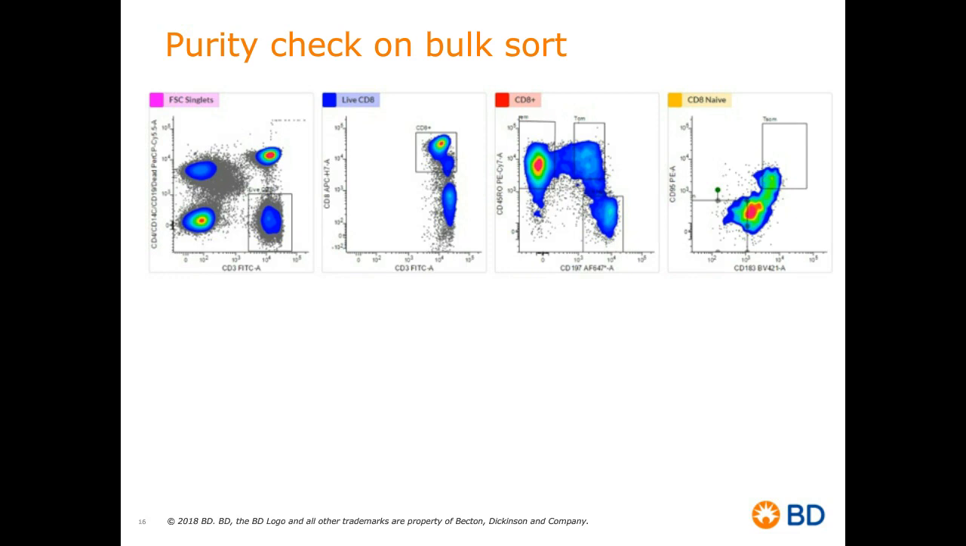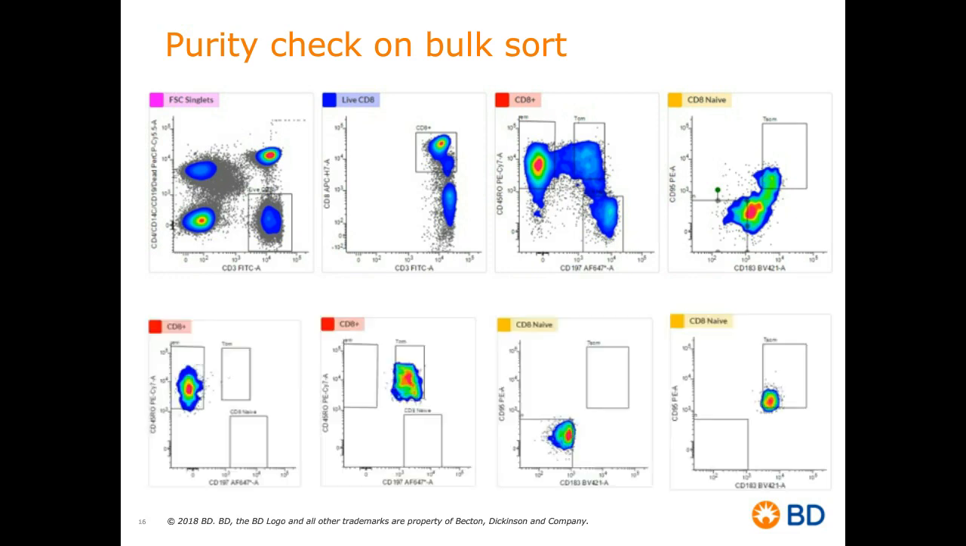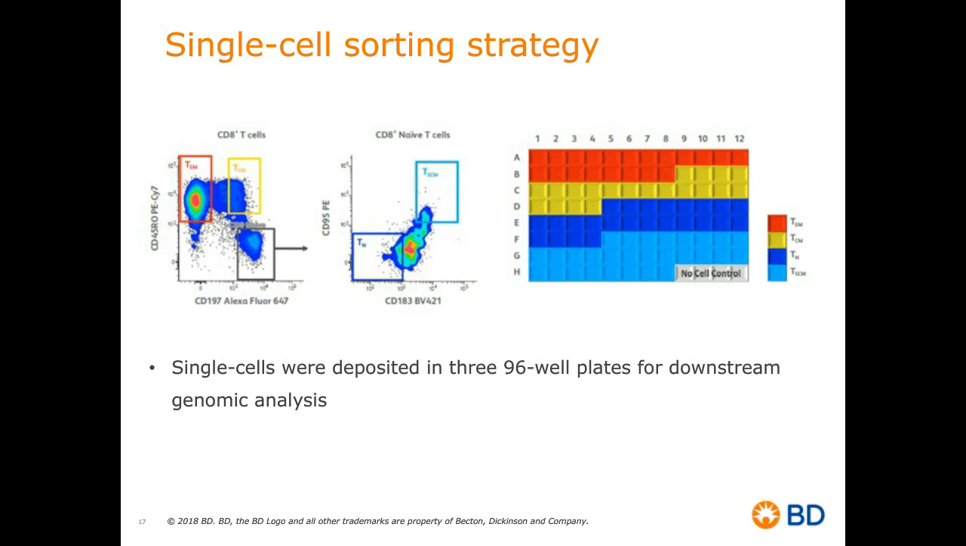We also performed a bulk sort just to confirm that indeed all the cells that we have gated and sorted, when we perform a post-sort purity check, we get a very high level of purity without cross-contamination. So now we validate our panel, we validate the resolution, we validate our sorting precision.